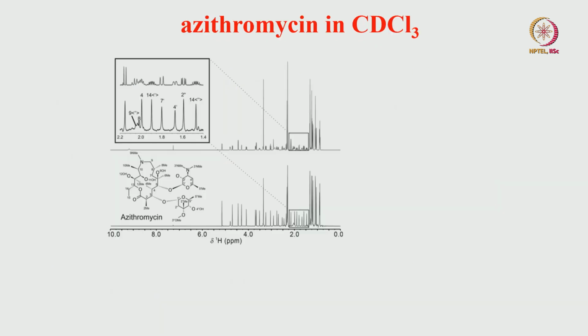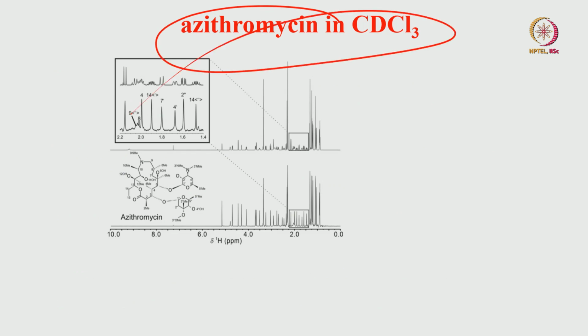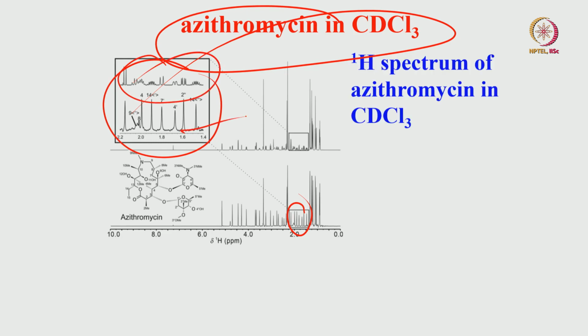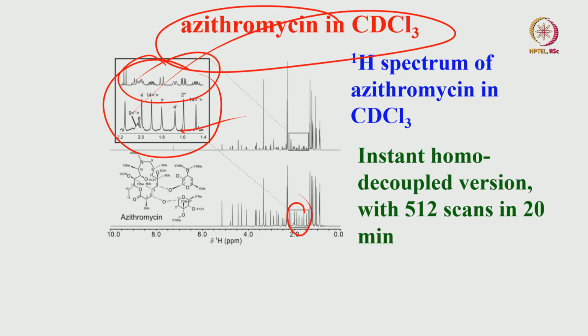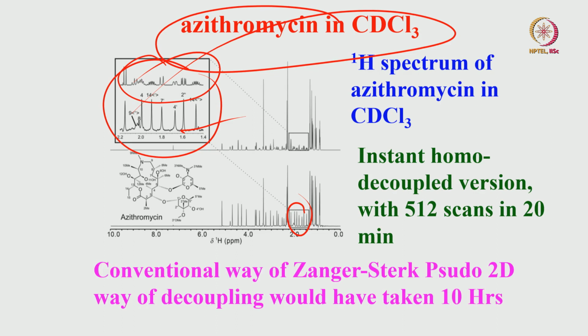Okay. So with this I show you a simple pulse pure shift spectrum of a molecule called azithromycin. This is taken from one of the papers of Gareth Morris's group. You can see this region is expanded here. This is the conventional spectrum, this is the pure shift spectrum. This is an instant homodecoupled spectrum, that means decoupling is done while doing acquisition. The conventional Zangger-Sterk pseudo 2D way of decoupling would have taken more than 10 hours. This is direct detection.